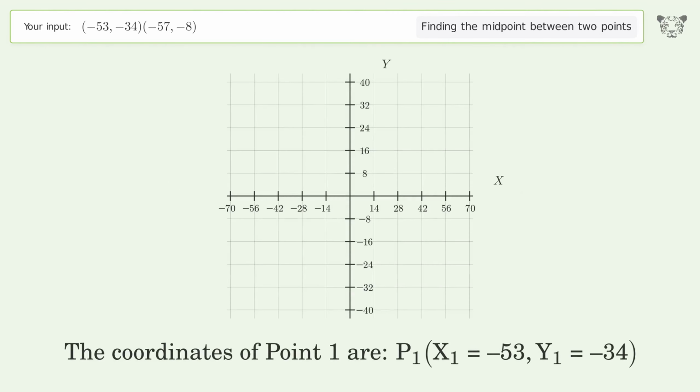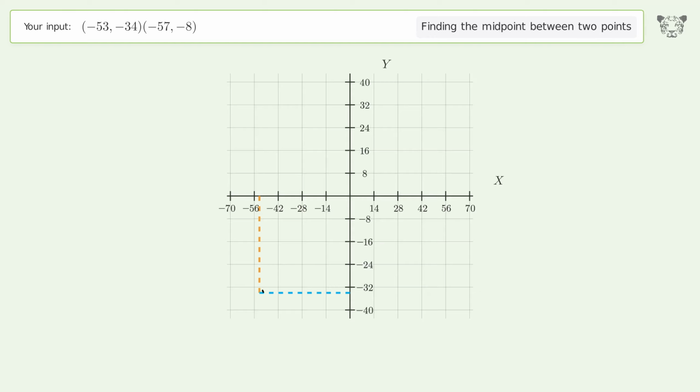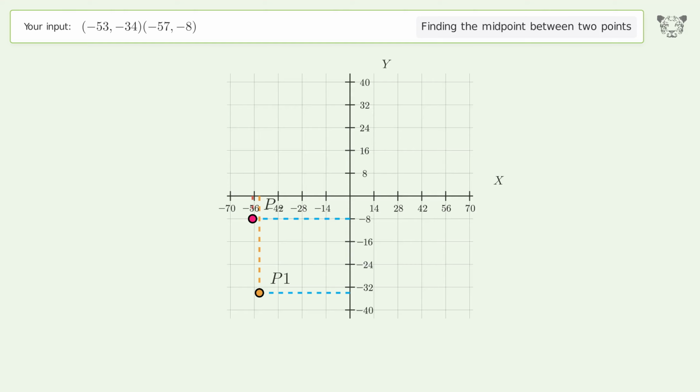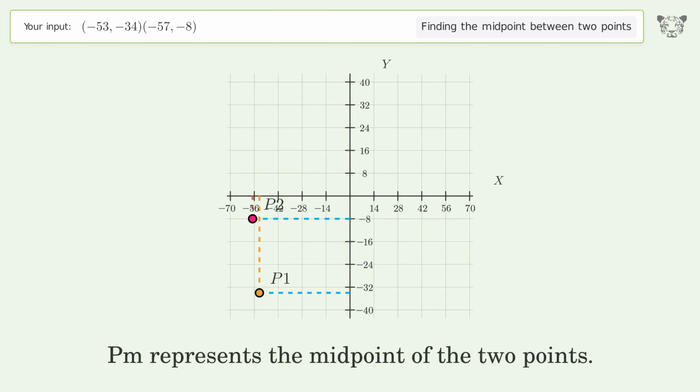The coordinates of point 1 are x1 equals -53, y1 equals -34. The coordinates of point 2 are x2 equals -57, y2 equals -8. PM represents the midpoint of the 2 points.